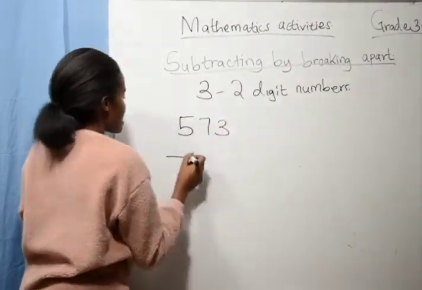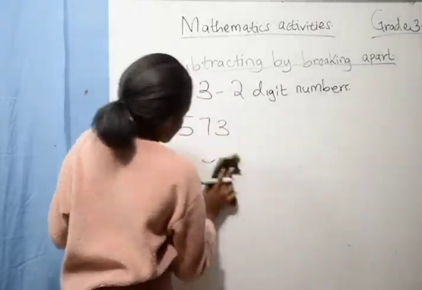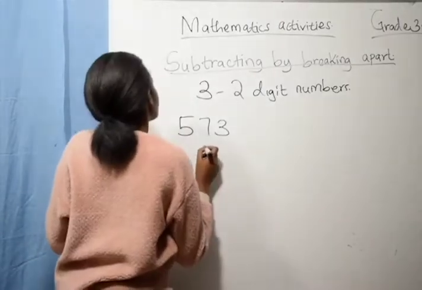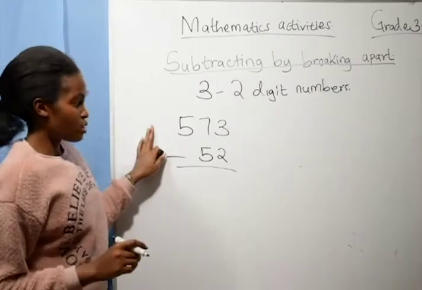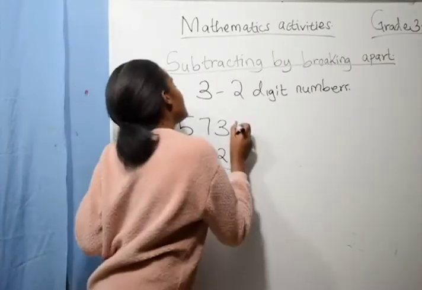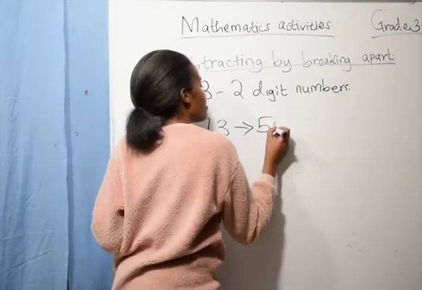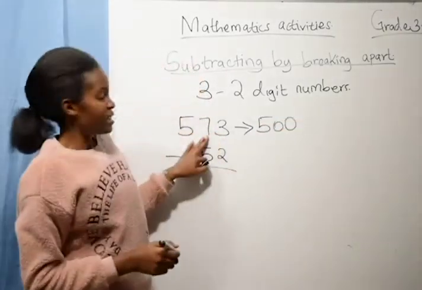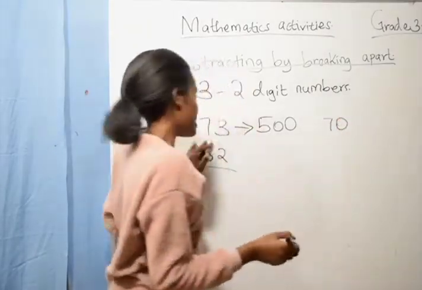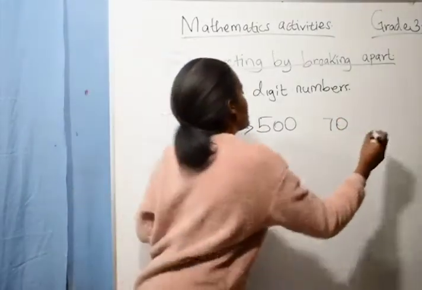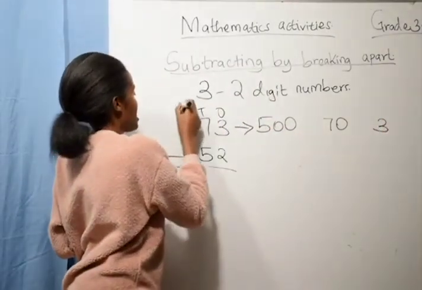Taking away 32, sorry, or 52. Now we said we are going to break the number apart. This one will be 500. Yes. This one 70, because it's in the tens. Then this one 3. This is ones, tens, then hundreds.